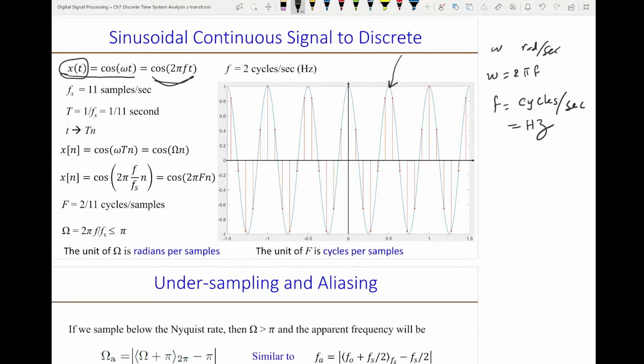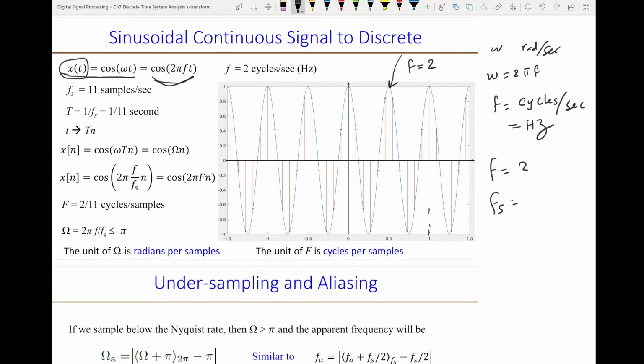So for this signal, the frequency is 2. There are 2 cycles per second. So this is 1 second here. So there are 2 cycles. That is 1 cycle, 2 cycles. Since f is 2, the sampling rate needs to be twice that. So I can sample it at 4 samples per second.